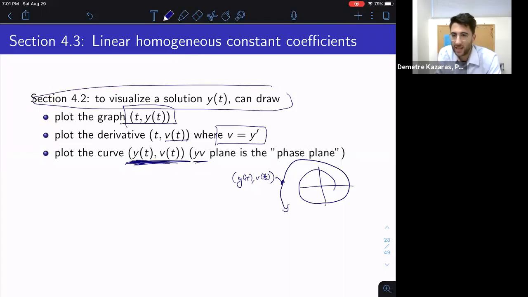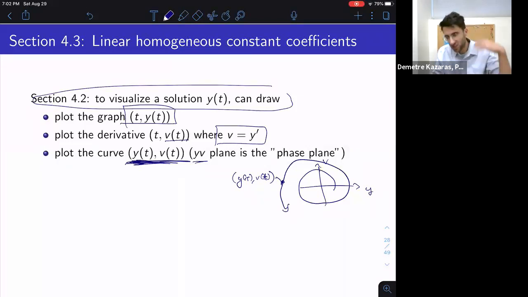That point there could give you a good idea of what is going on with the solution. It's called the phase plane, this y v plane. But again, I just want to say those words at you, and later on we'll actually work with the idea more seriously. But for now, it's just the idea.